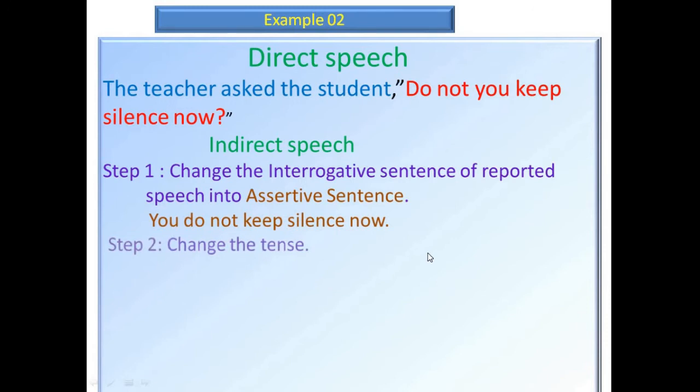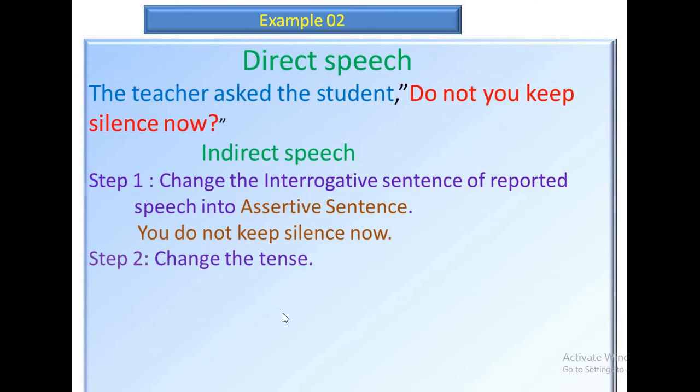Change the tense. It is in a simple present tense. You do not keep silence now. Simple present tense is changed to simple past tense. Step number 2. Change the tense. Simple present tense negative sentence, we have to change it to simple past tense negative sentence.